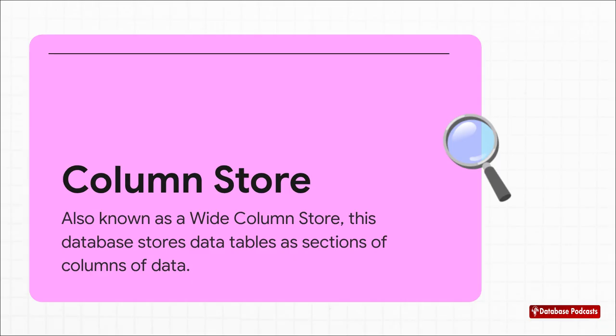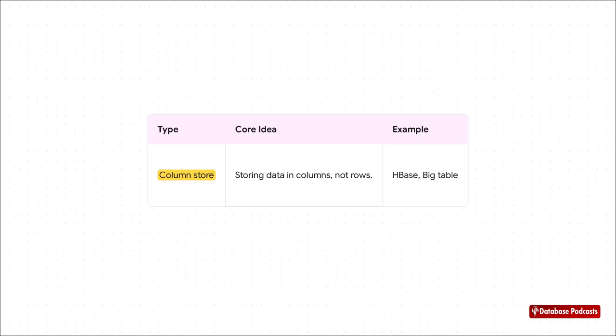Instead of organizing everything into rows, they organize it into columns. Now, why would you do that? Well, for analytics on huge data sets, it is a total game changer. You only read the columns you actually need, so you're not sifting through tons of data you don't care about, which makes things crazy fast. Yeah, it's a totally different way of thinking. Forget grabbing whole rows. Here, you're grabbing just the columns that matter. This is the kind of tech that powers absolute giants, like HBase and Google's Bigtable.